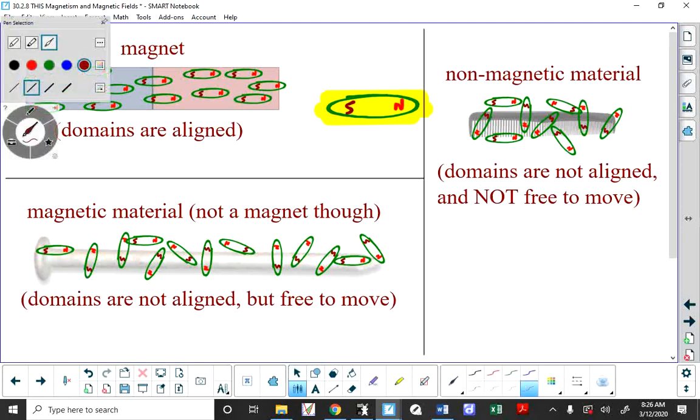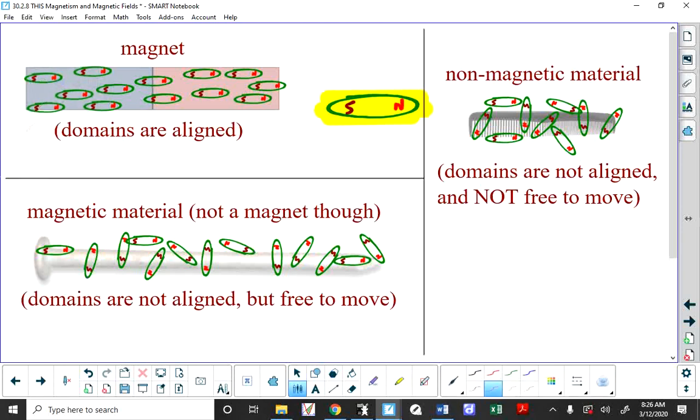So the north pole of this magnet that I've drawn is on the right-hand side, and the south pole is on the left-hand side. And what makes that material a magnet is that the domains are aligned and they're locked in place. They're all oriented in the same direction.